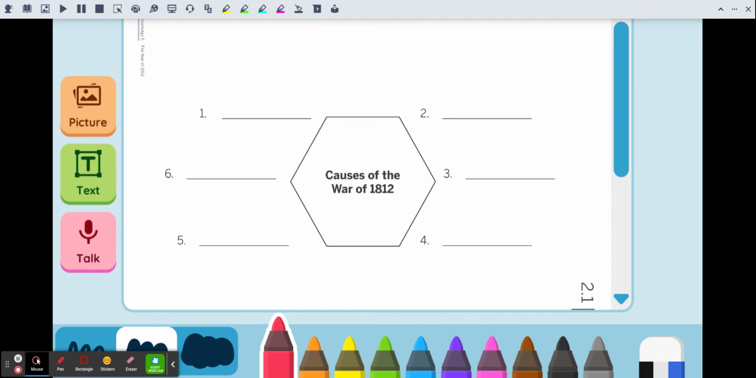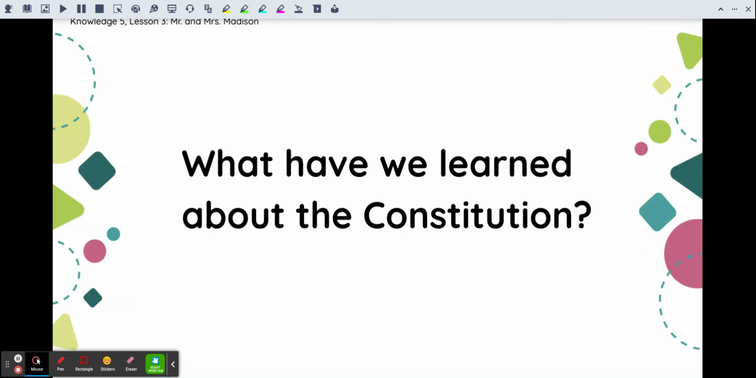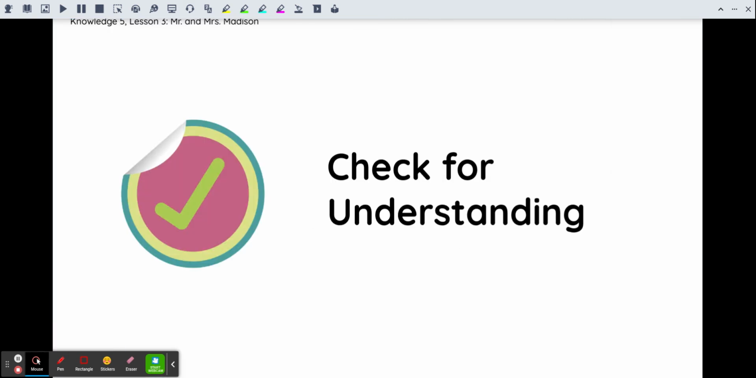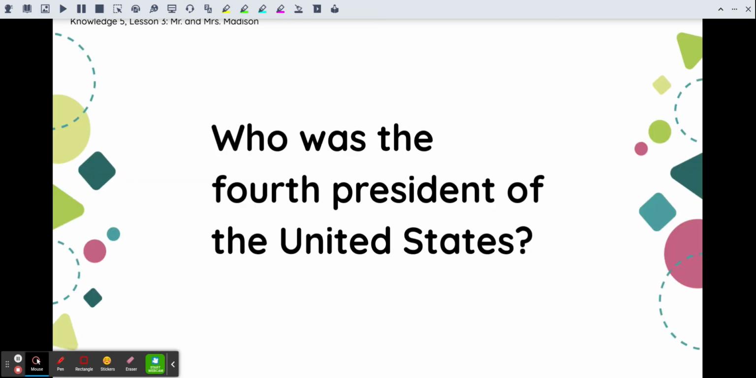So remember the different positions held by the war hawks and the merchants in the United States in 1812. The war hawks wanted to go to war with Great Britain, whereas many merchants did not. What have we learned about the Constitution? Who was the fourth president of the United States?